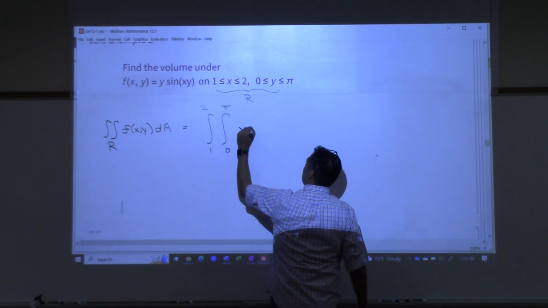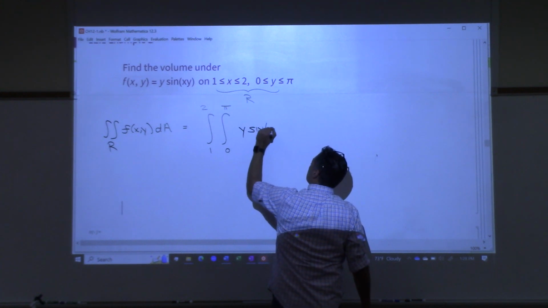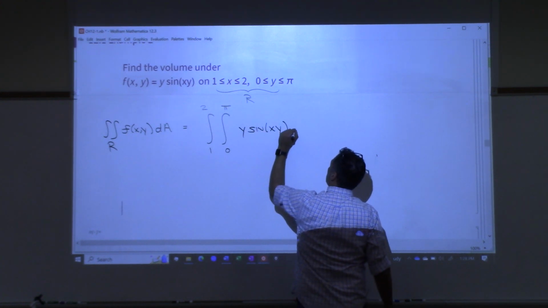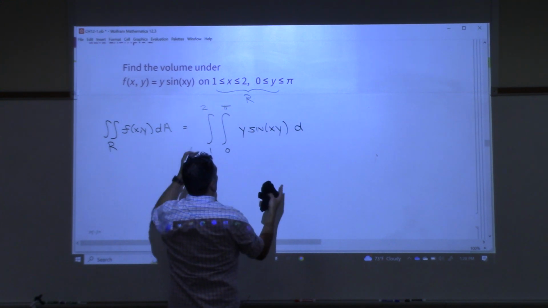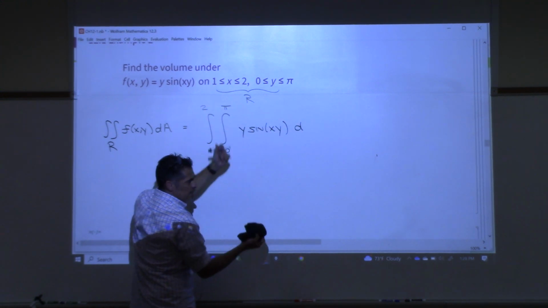This is still a box. Well, what do you think? Is it? Yeah, your x's are between two constants, right? Your y's are between two constants. So yes.